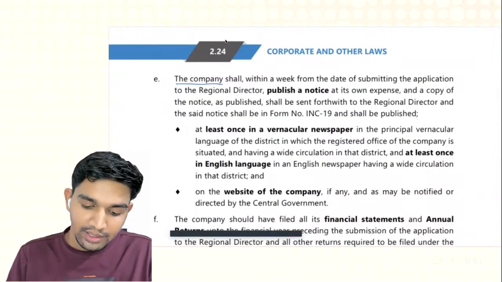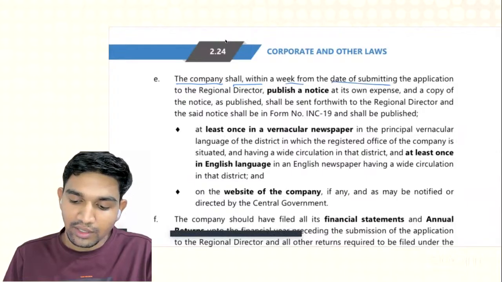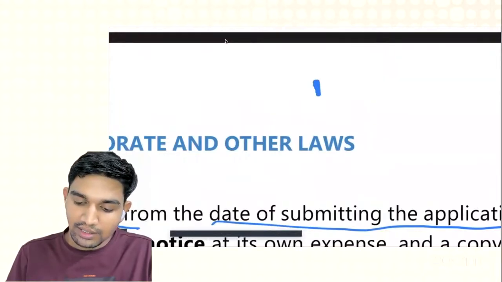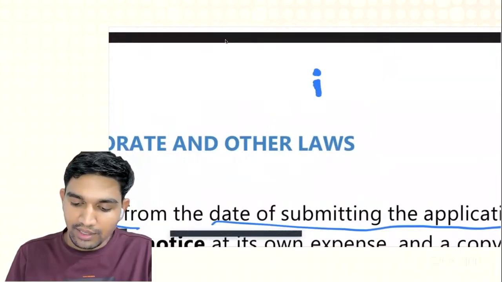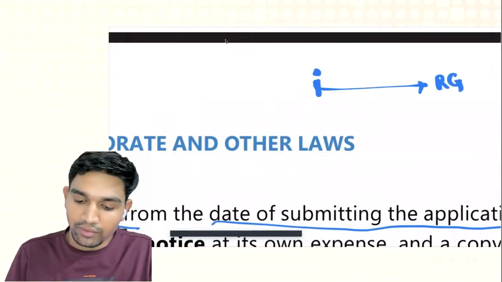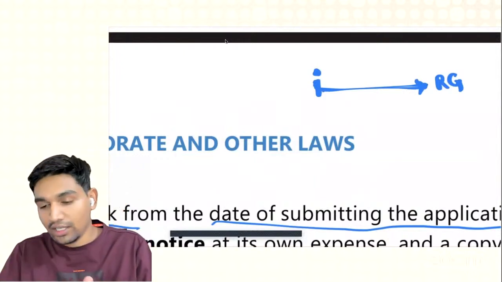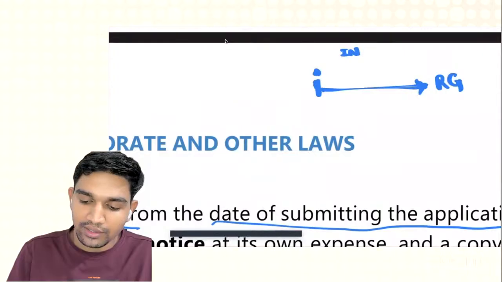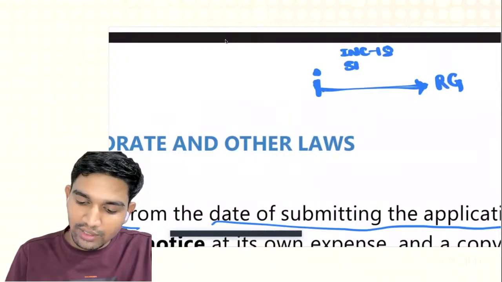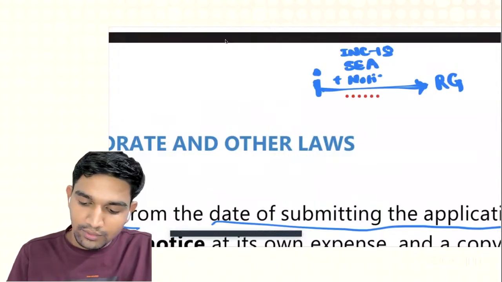Now, the company shall, within a week from the date of submitting the application. So, for example, at this point of time, it applied to the regional director that we want to convert from a Section 8 company to any other form of company, using this application in INC 18, along with the special resolution, explanatory notice, and this application. Then the proof of notice to ROC.